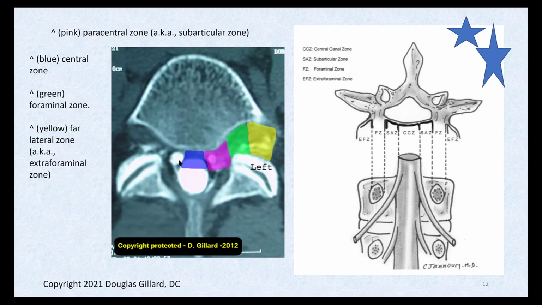If there is something pinching the nerve, the contrast won't fill and you'll get a big kind of dark defect here. Sometimes bone spurs can't be seen well on MRI, and they'll be caught on this CT myelogram. But the point of this is to teach you these zones.